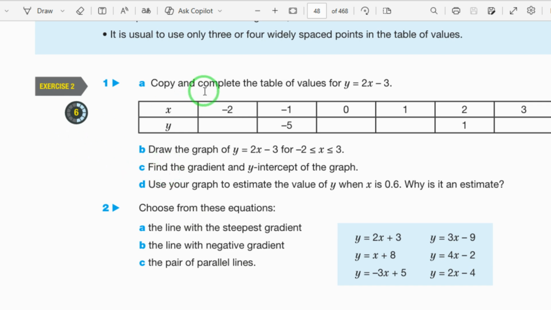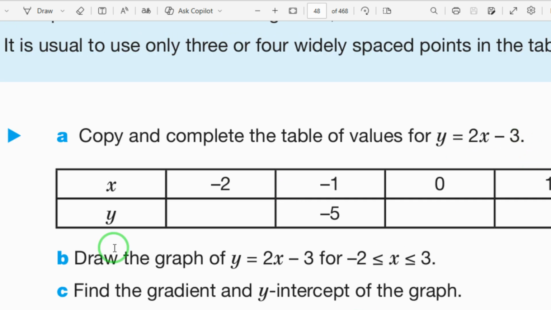Question number 1 says: copy and complete the table of values for y equals 2x minus 3. First we complete this table. Part B, draw the graph of y equals 2x minus 3 for the interval x greater than or equal to -2 and less than or equal to 3. Part C, find the gradient and y-intercept of the graph. Part D, use your graph to estimate the value of y when x is 0.6. So let's start.